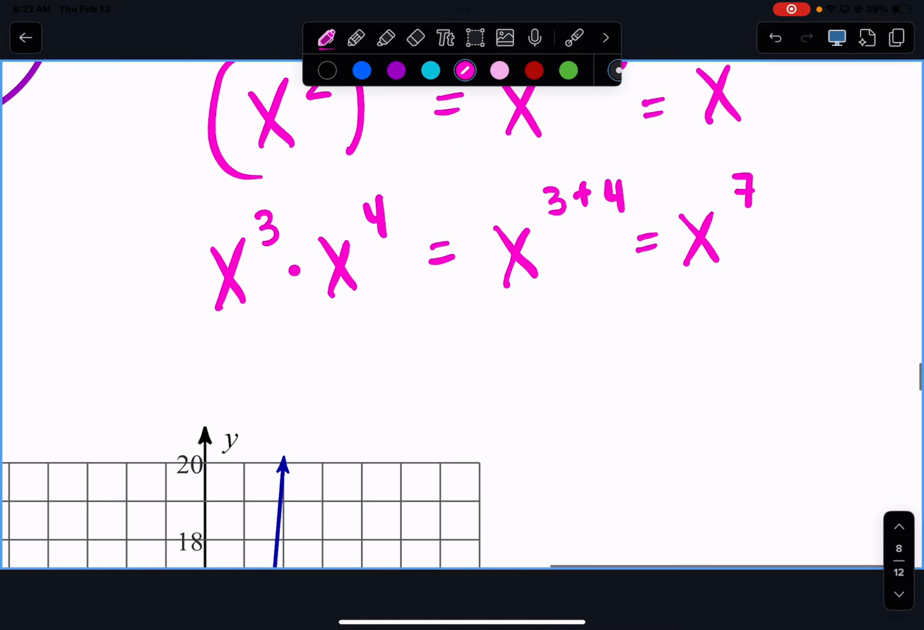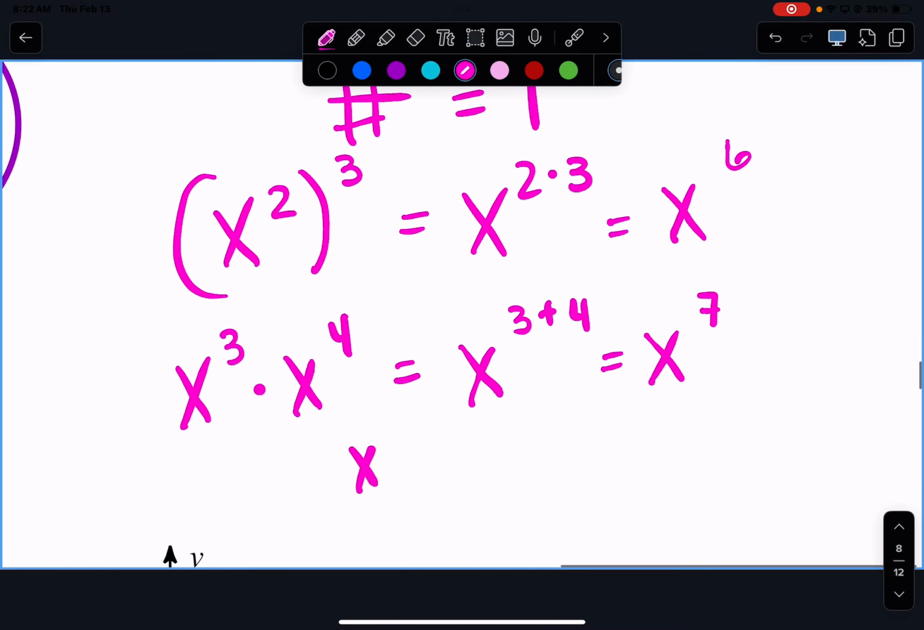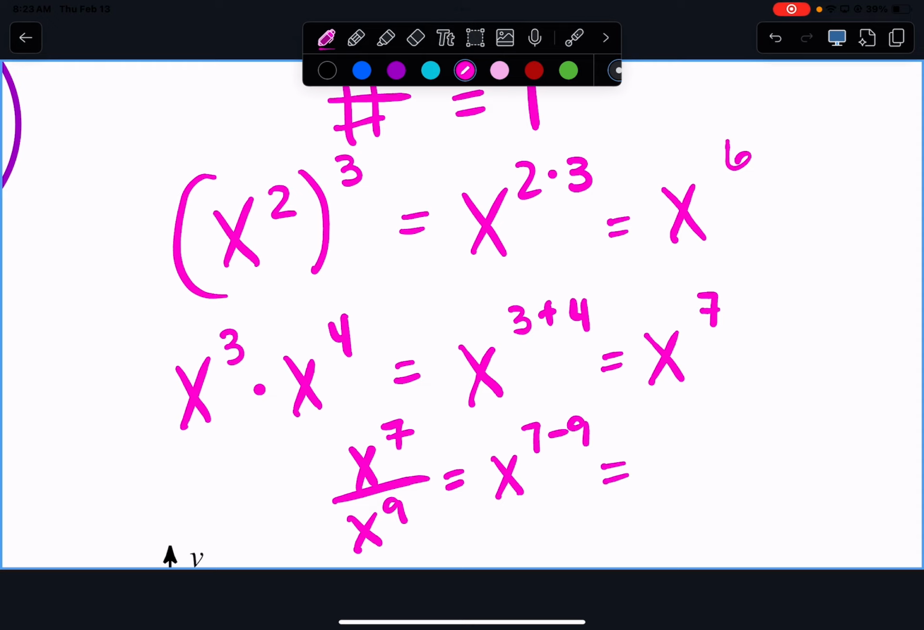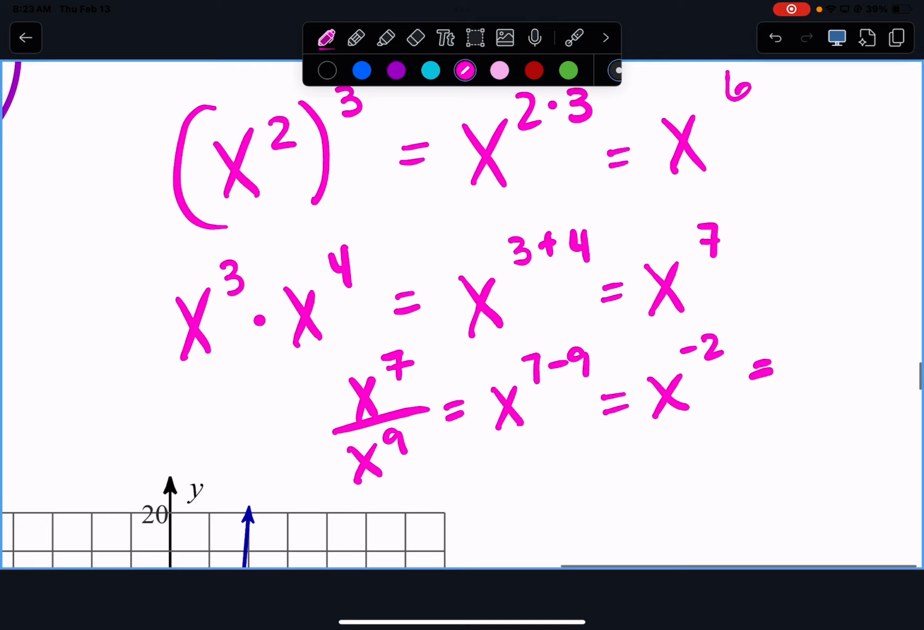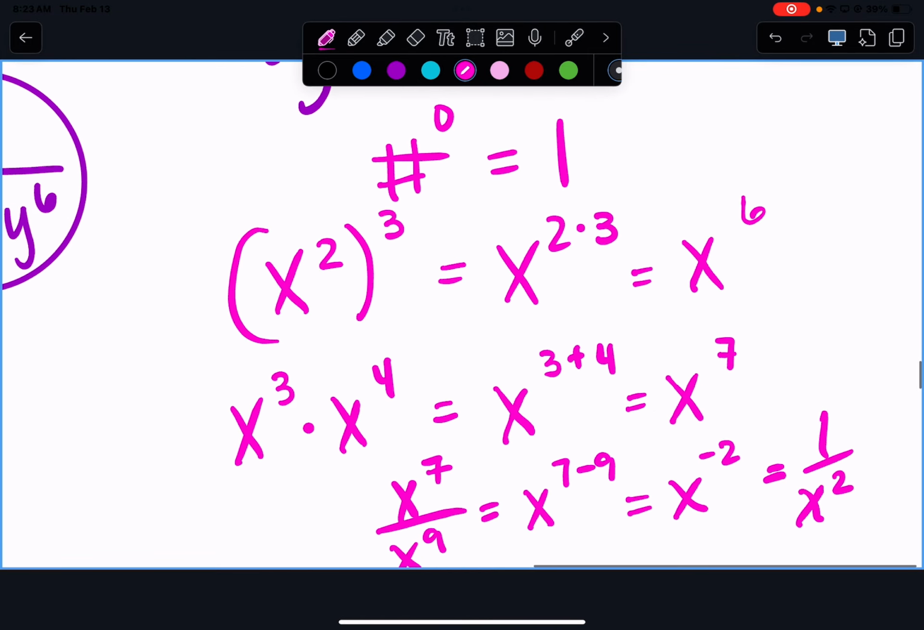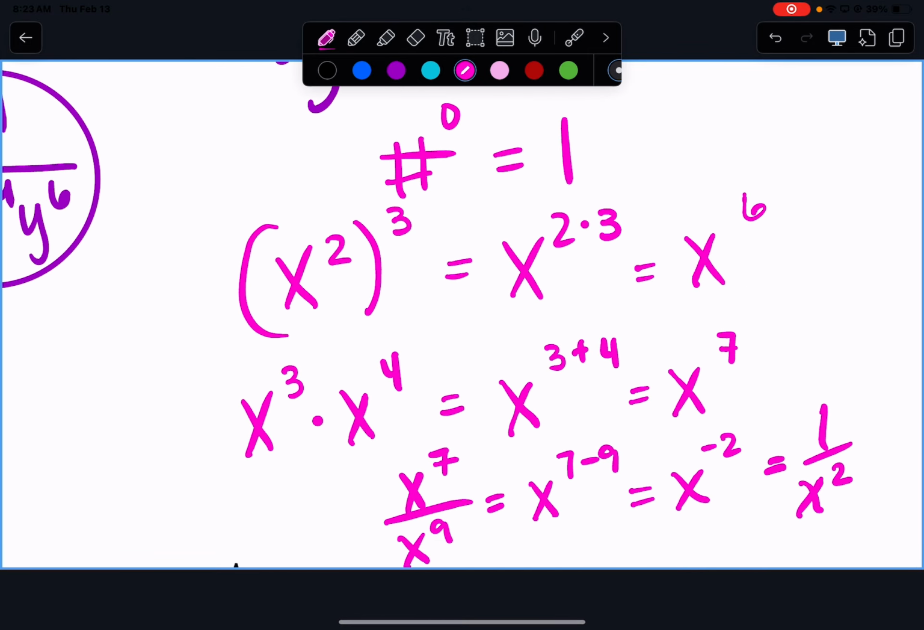If you have a dividing one, so x to the 7th over x to the 9th, you do x to the 7 minus 9, which gives you x to the negative 2. And since it's negative, where does it have to go? To the denominator. Okay, if you can remember 0 power, power of a power, adding powers, subtracting powers, and where a negative exponent goes, you will be in good shape. Okay.